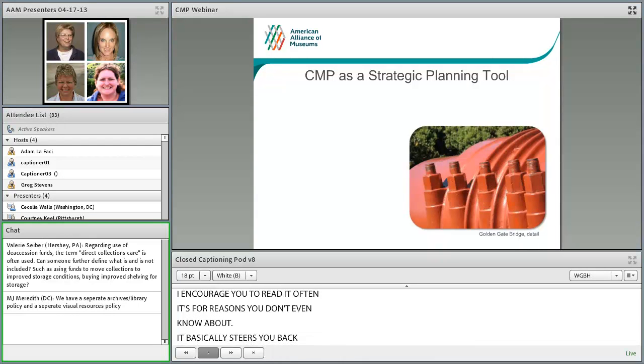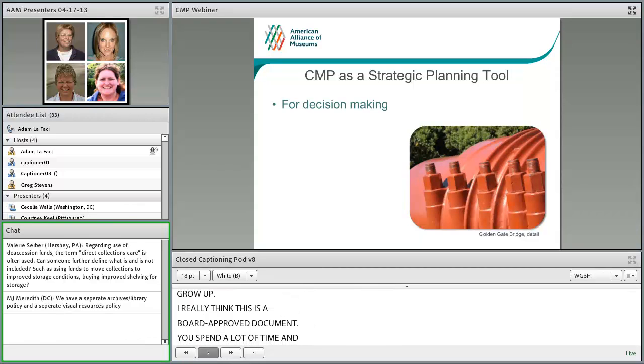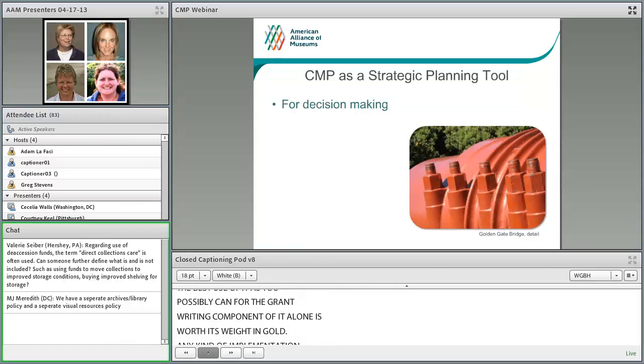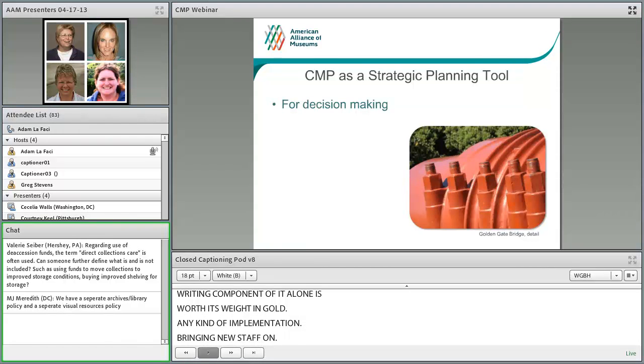I really think this is a board-approved document. You spent a lot of time and thought putting it together. Make the best use of it as you possibly can. The grant writing component of it alone is worth its weight in gold. Any kind of implementation, bringing new staff on, anything that's to do with your organization as a whole, this policy can help you tremendously.